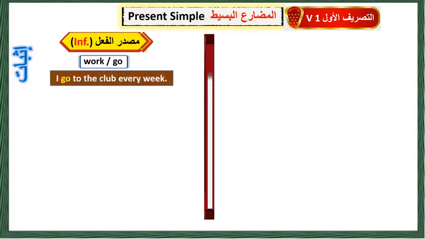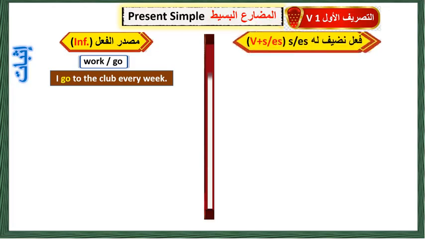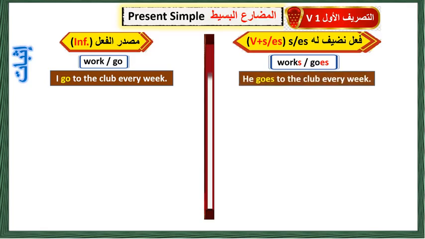I go to the club every week. Verb plus s or es: a verb to which we add s. Works, goes. Example. He goes to the club every week.